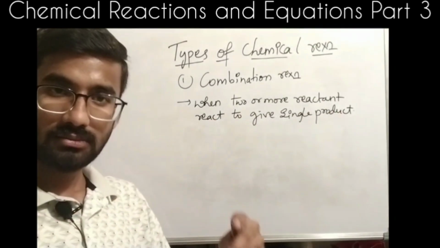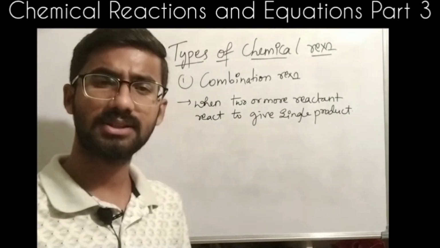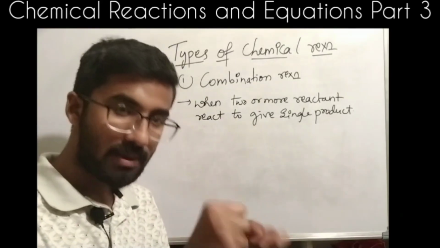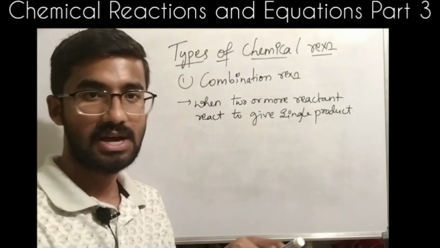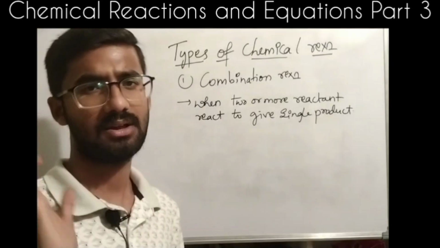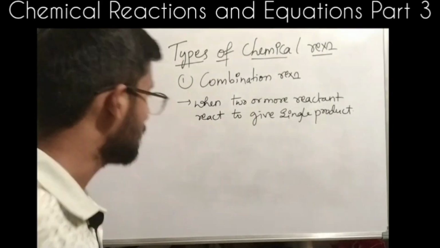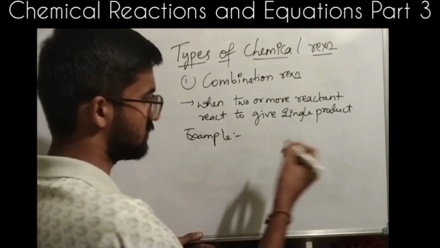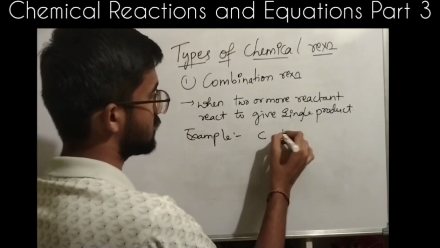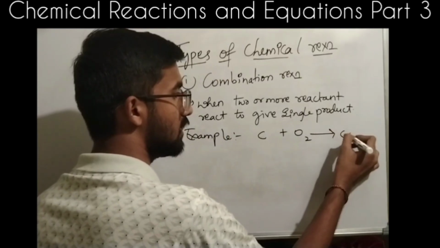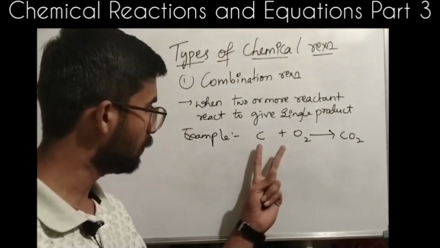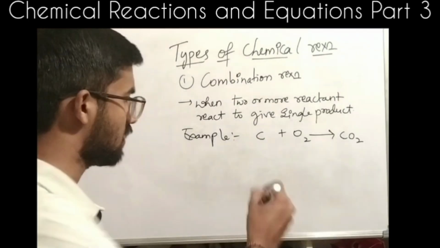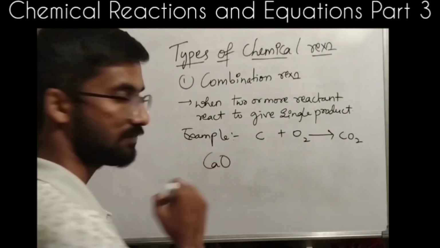Not two or more products, not a single one. These reactants are two, they are combining themselves, reacting themselves and giving a new product. Only one product is given. For example, a general example: carbon C plus oxygen gives carbon dioxide. Two reactants, a single product, right? Another example, calcium oxide.